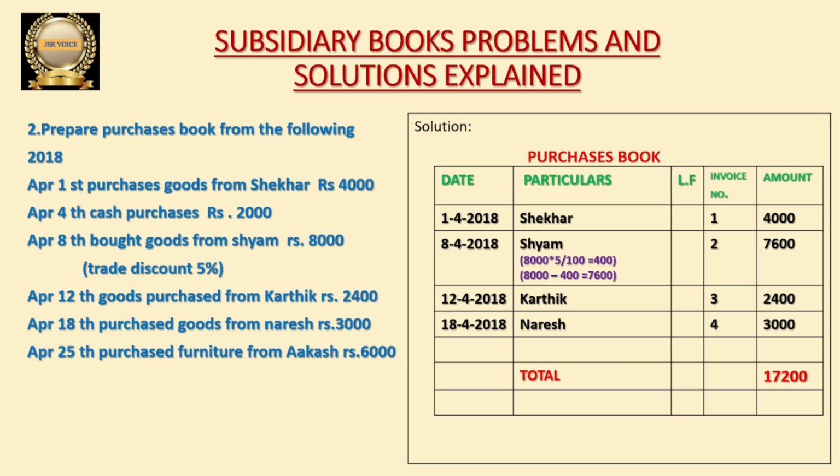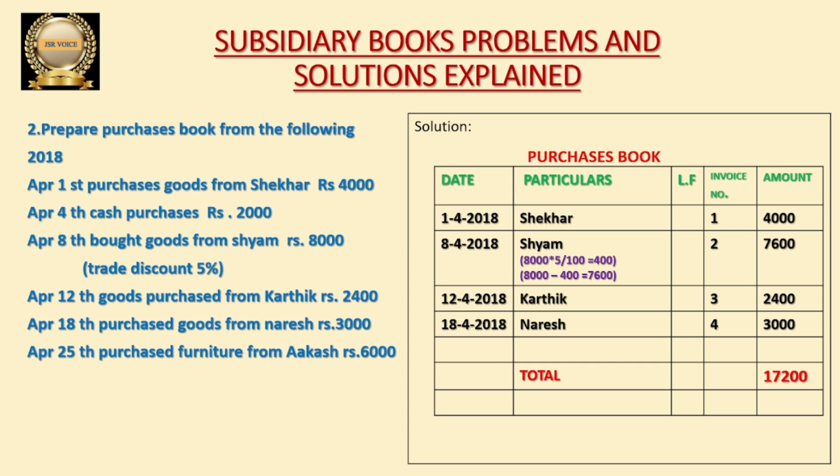Next one, April 18th, purchased goods from Naresh, rupees 3,000. They are purchasing goods, not assets, satisfying one condition. And name Naresh is given, so it is satisfying another condition, second one. Next, cash word is not mentioned anywhere, so it is credit purchase only, not cash purchases. So it is satisfying third condition also. We can write it in the purchase book.